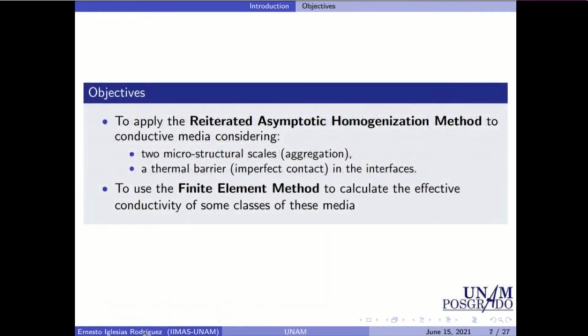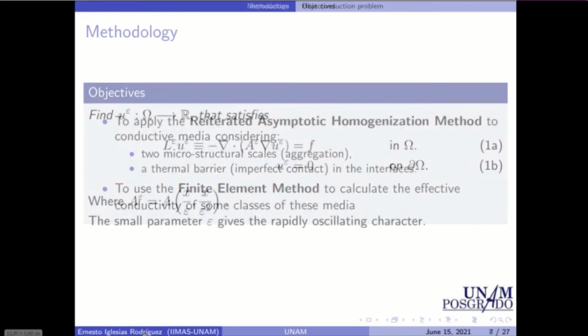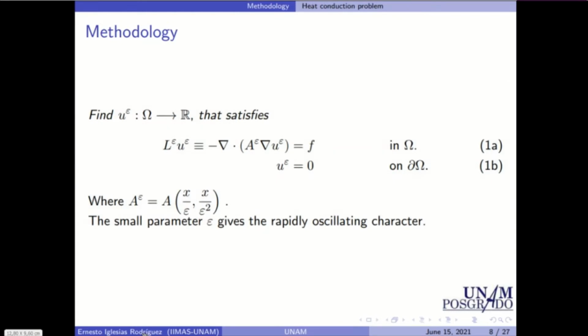and that's why our objectives were to apply the reiterated homogenization method to conductive media, considering 2 microstructural scales and a thermal barrier in the interface, and finally to use the finite element method to calculate the effective conductivity of some classes of this media.